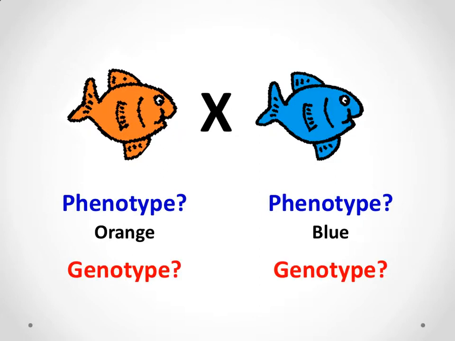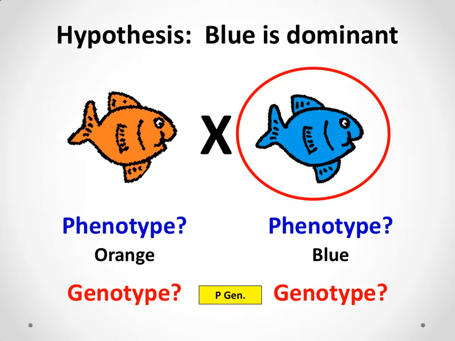But it gets a little trickier when discussing genotypes. You've got to consider a few things before you can figure out what the genotype of each fish would be. Now remember, we don't really know which color is dominant, so we are making a hypothesis as to the genotype of each of these fish. And we also have to consider what generation we're crossing. So we're suggesting that blue is dominant, and we know that we're crossing the P generation. With those two pieces of information, we can hypothesize the genotype of each of these fish.